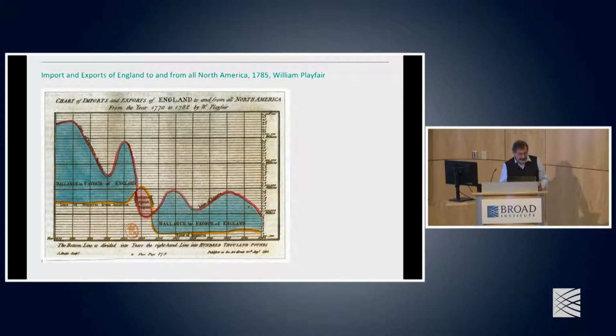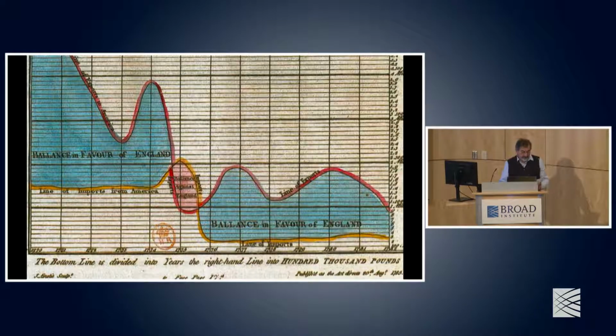William Playfair charted import and export time series as overlapping lines to show his audience the balance of trade. So let's look a little closer at this chart. This is the trade balance between England and North America. And I'm going to redraw the dates down at the bottom so you can see them easier.